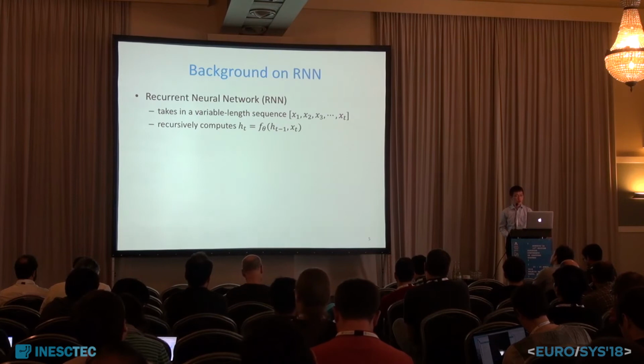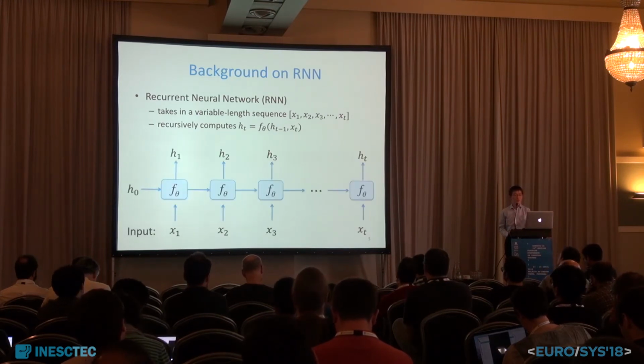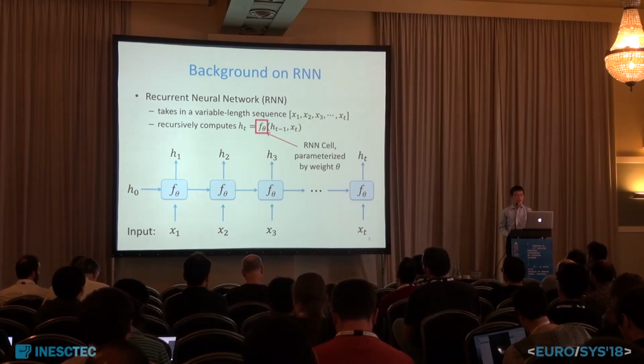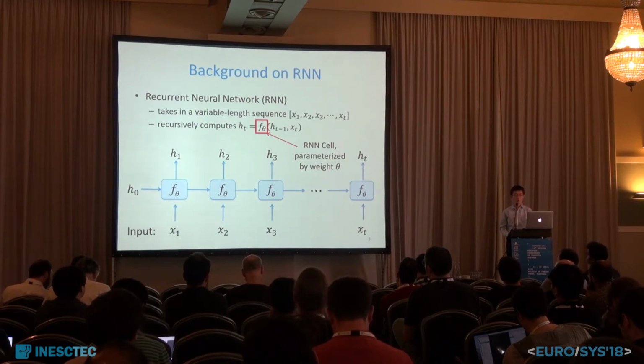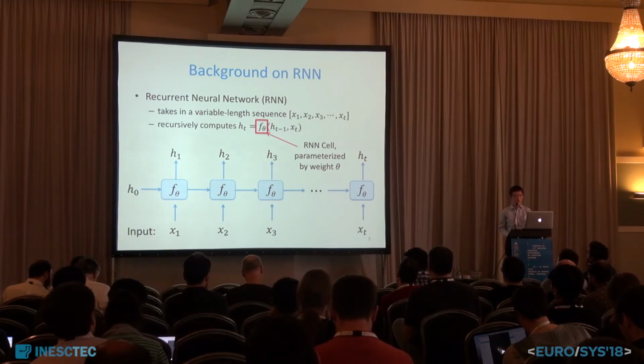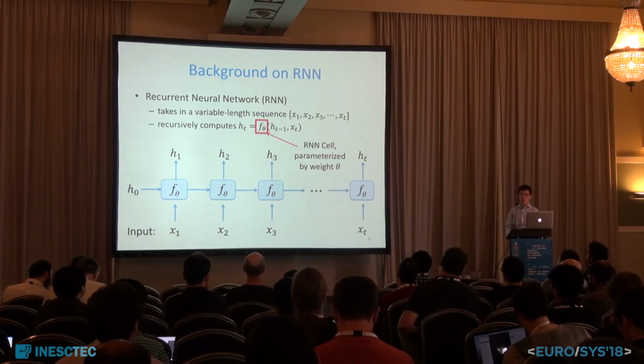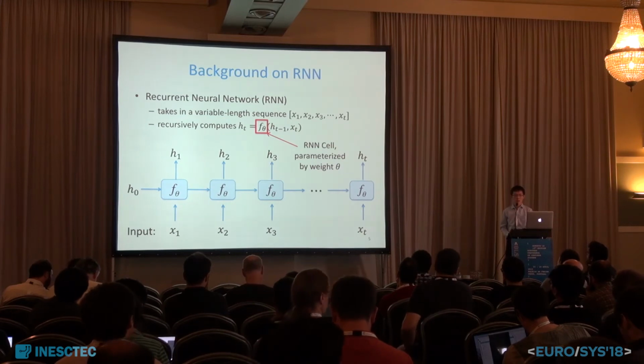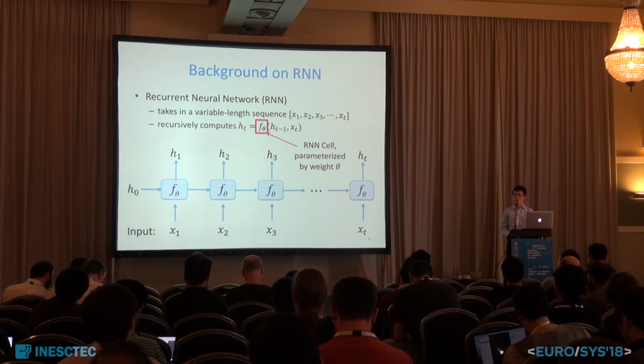When a recurrent neural network is used, the computation graph is unfolded. Each step takes in one element from the input sentence. The function f is called an RNN cell and is parameterized by weight parameter theta. In our later experiments, we will always use the most famous LSTM cell as function f. What is important here, and what we will leverage later, is that the computation for each RNN cell is identical and they all use the same weight.